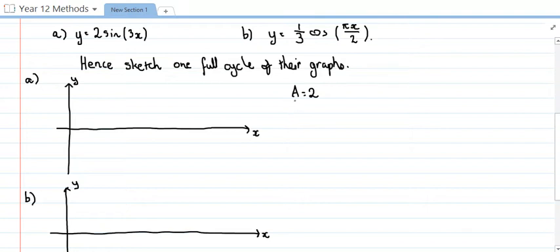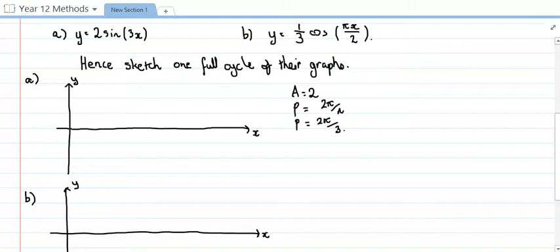The other one is the period calculation, so p equals 2 pi over n. In this case, n is 3, so p equals 2 pi over 3. So that means that it takes this graph 2 pi over 3 units for it to start repeating itself. Now, we are just sketching one full cycle of this.